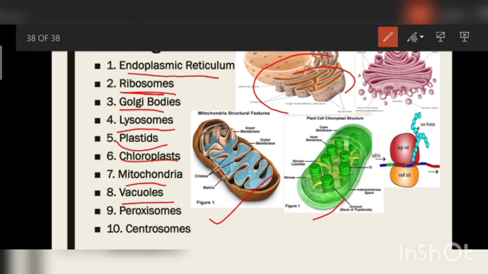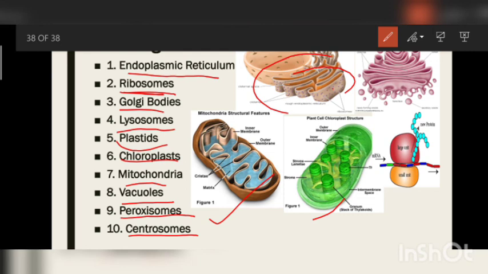What do you mean by vacuole? A vacuole is present in both plants and animals, and their roles are different in plants and animals. Peroxisomes, you will study here for the first time. Peroxisomes are also very helpful because they help in detoxification of substances. And finally, the centrosome, and this centrosome helps in cell division. So various cell organelles are present. We'll study them one by one.